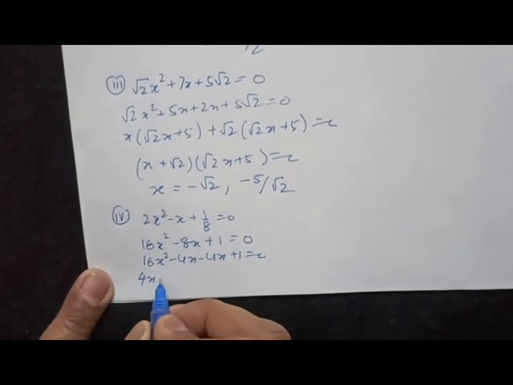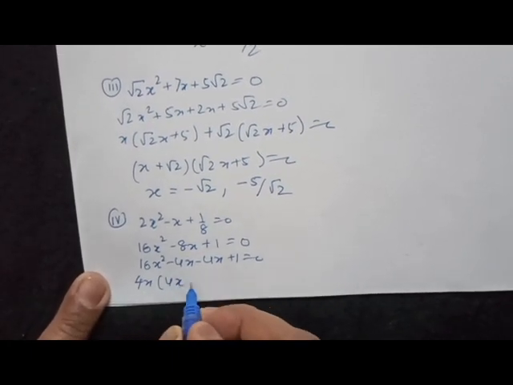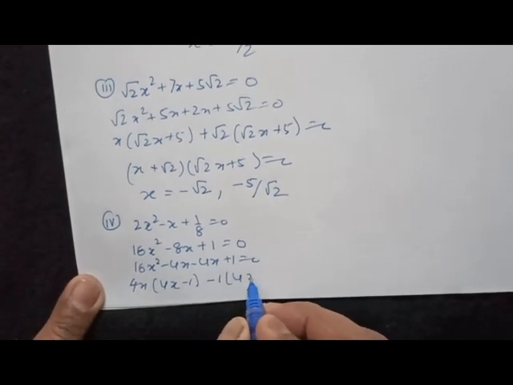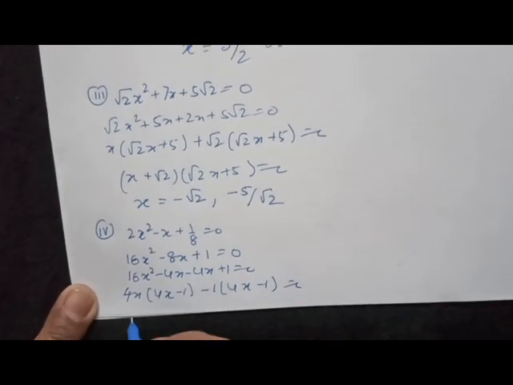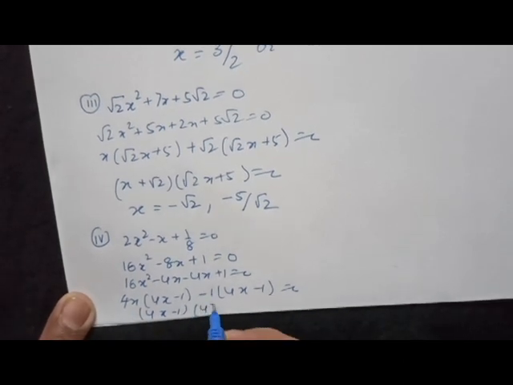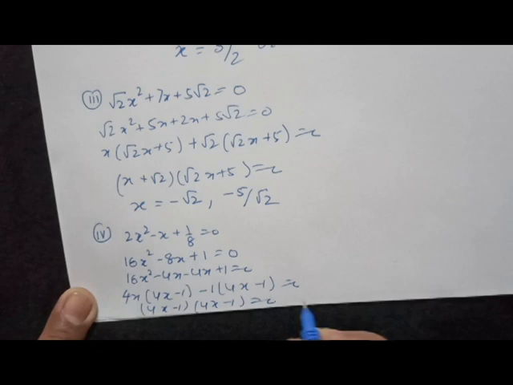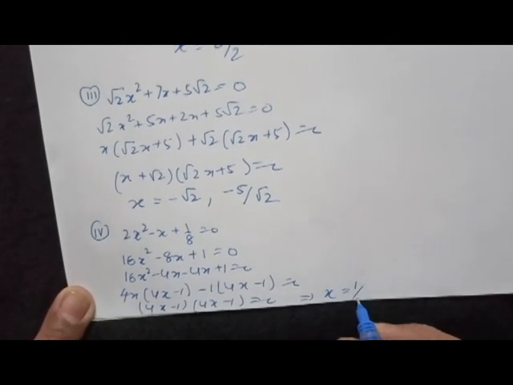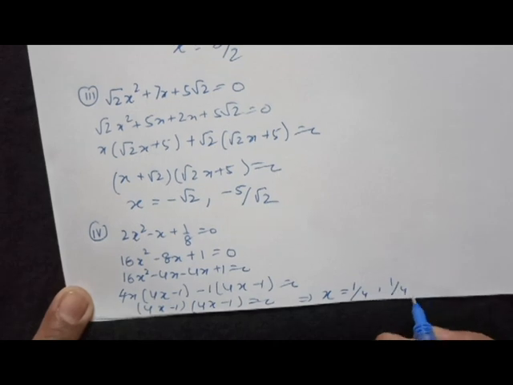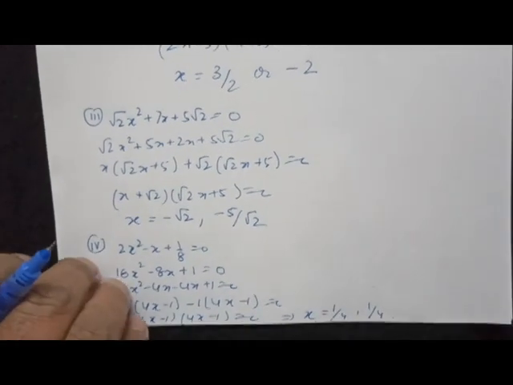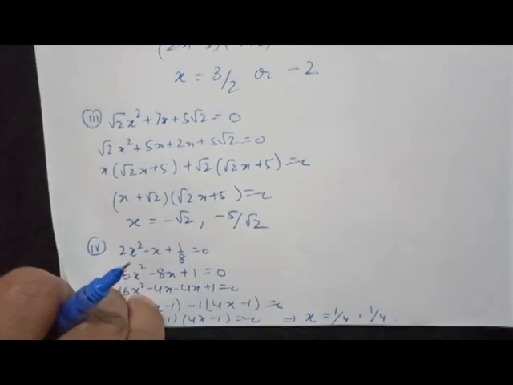We take 4x common from here. So we get 4x minus 1. Over here we take minus 1 common. So we get 4x minus 1 over here. So the factors are 4x minus 1 into 4x minus 1 is equal to 0. So this shows that the roots are 1 by 4 or 1 by 4. So students, we have got two roots, 1 by 4 and 1 by 4.